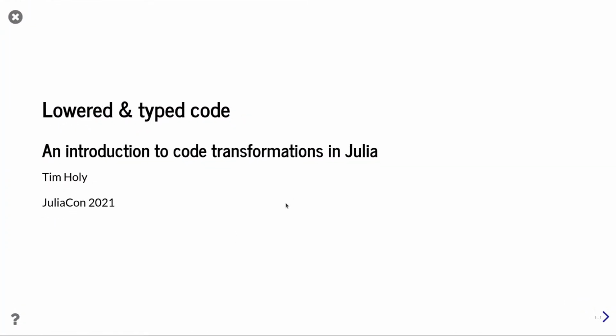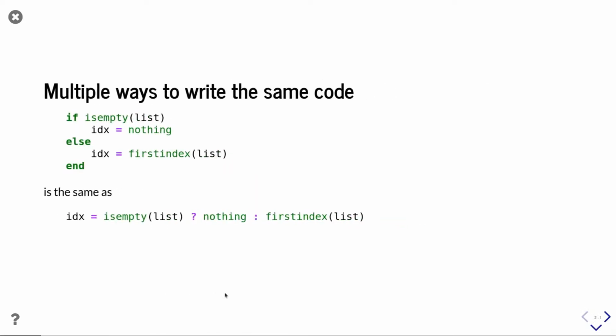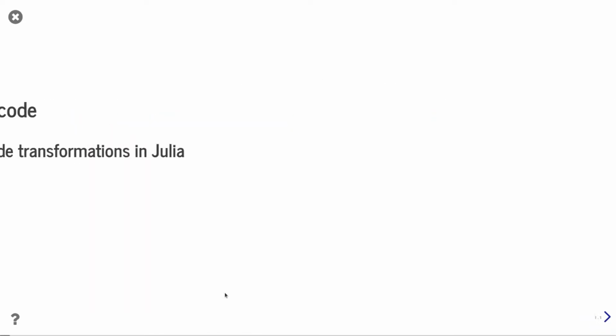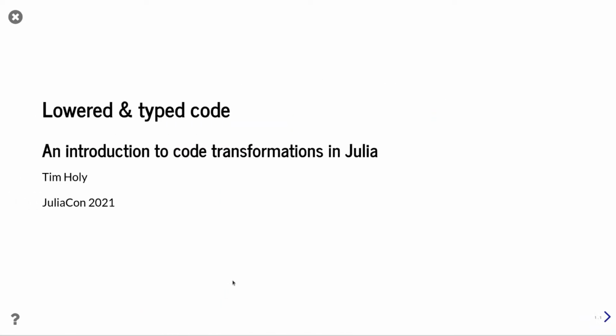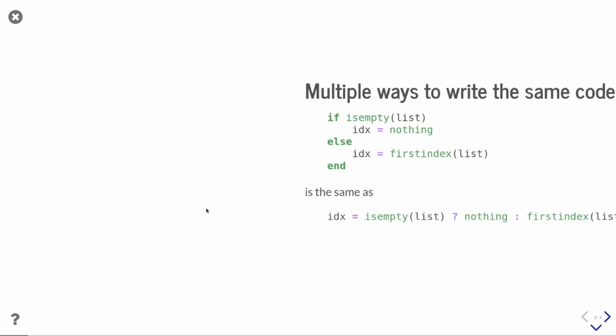Yes. Okay, all right. So what I'm going to talk about is the topic of lowered and typed code, and the notion of code transformation in Julia. For many of you in the audience, I'm sure this is something that you know well. Feel free to stretch and do whatever you need to do. But for those of you who don't know this, it's very daunting when you start using Cthulhu to see these kind of strange representations of code. And so what I'm going to try to do is take some of the rough edges off for you, basically.